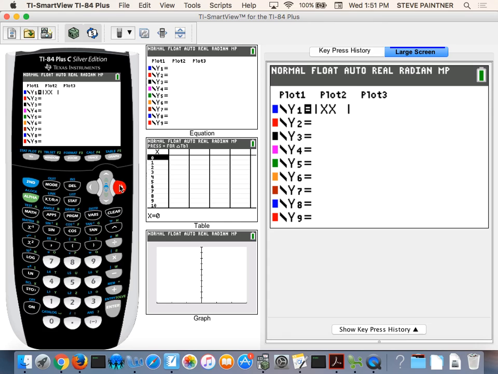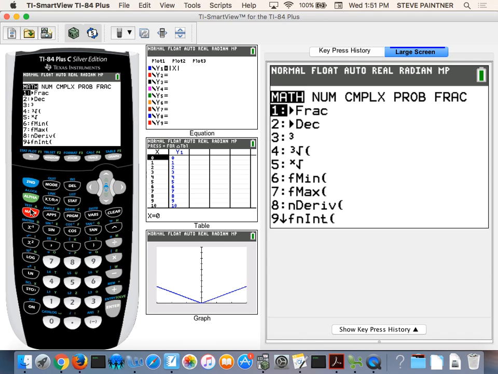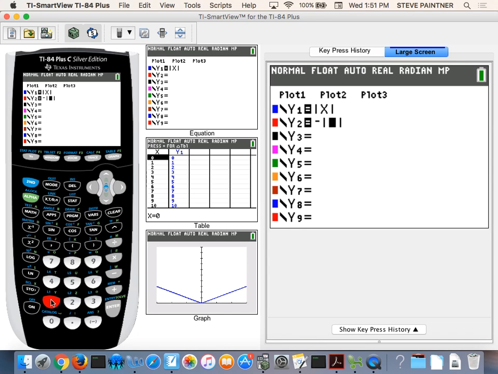Okay, I got it. Now the next equation, put in negative absolute value of x. You got it? Oh, yeah, you're right. Okay, Eric's telling me my window's not going to fit this. He's right. Would you guys give me a 10 by 10 window?